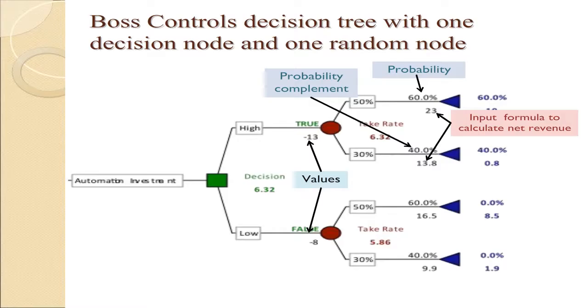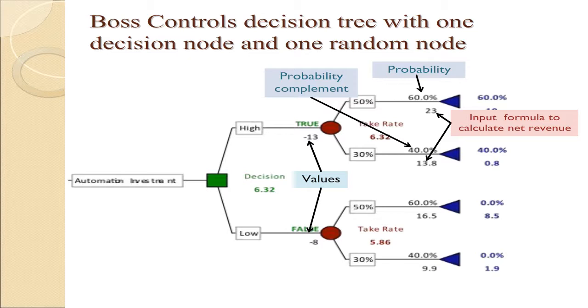Let's review what the tree contains. We constructed a tree starting with a decision, two branches named high and low that we had to rename. On the branches, we put values that correspond to the investment cost, minus 13 for high investment, minus 8 for low investment. We then constructed the probability, the chance node, with two branches, 50% take rate and 30% take rate. We referred to the cell which had the 60% probability, and we referred to the cell that had the complement, the 40% probability. And then we had to input a formula. That was the most complicated task.